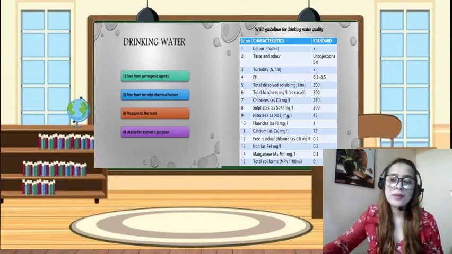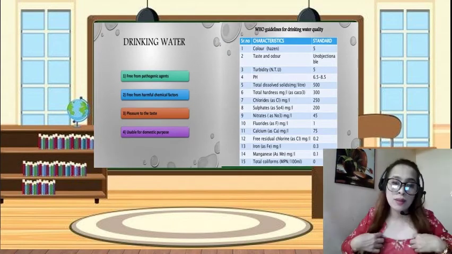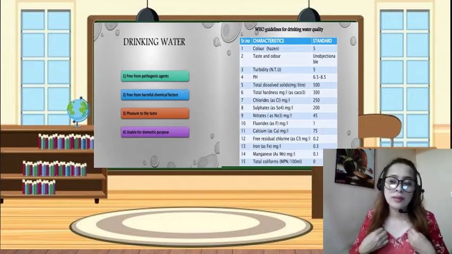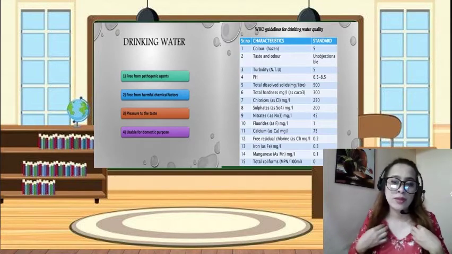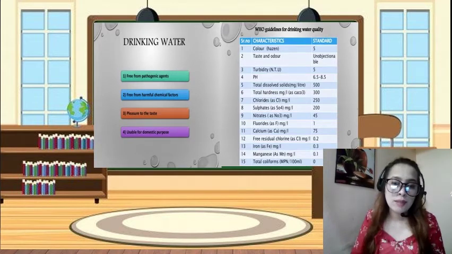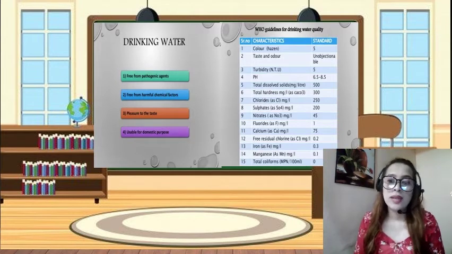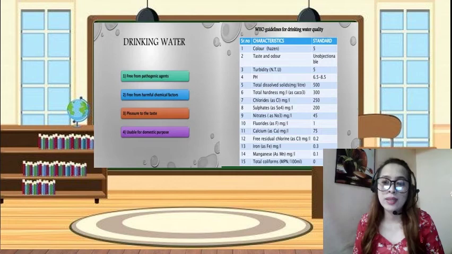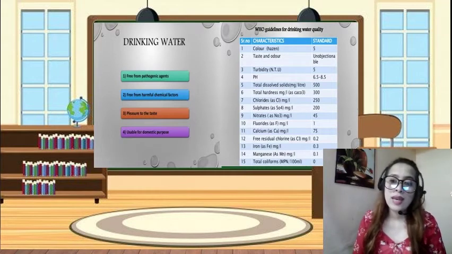Another source of water is our drinking water. When we say drinking water, it's free from pathogenic agents, free from harmful chemical factors, pleasant to the taste, and usable for domestic purposes. WHO released some guidelines for drinking water quality. We have the color, the taste and odor, turbidity, the pH level, which should be only 6.5 to 8.5, and the total dissolved solids.